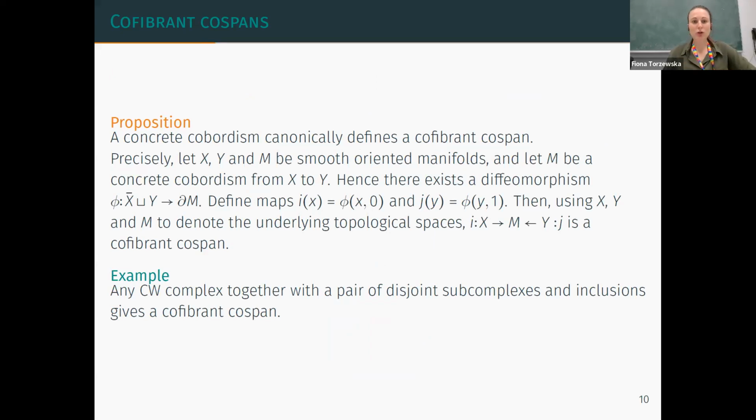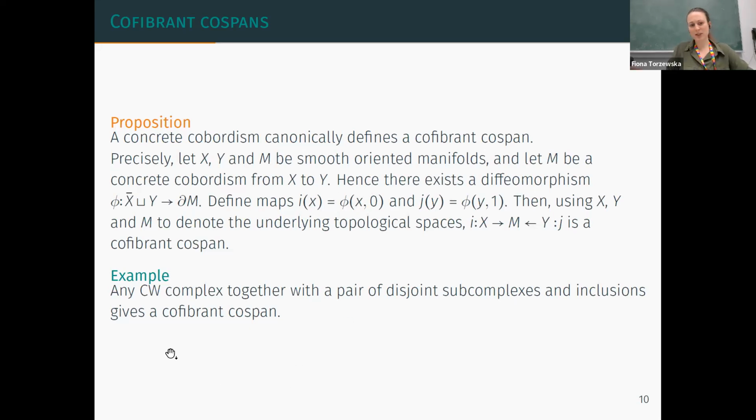Also, if we take any concrete cobordism, so here I mean a cobordism before we've applied any equivalence relation, this uniquely gives us a cofibrant cospan. So what does it mean to be a cobordism? We have three smooth oriented manifolds, X, Y, and M. And if M is a cobordism from X to Y, this means there exists a diffeomorphism phi from X with the opposite orientation, disjoint union Y, into the boundary of M. So we can construct our maps I and J just by using this map phi and just forgetting about the smooth structure.